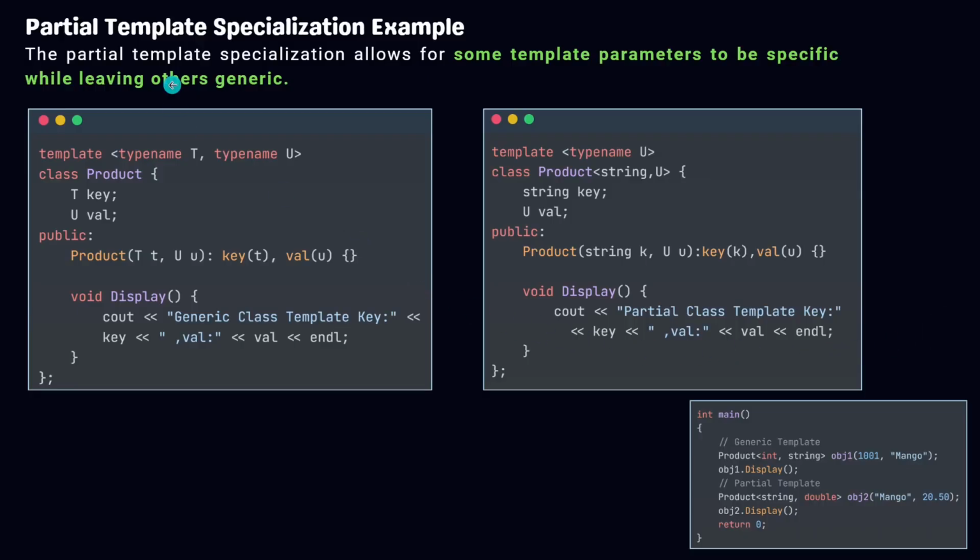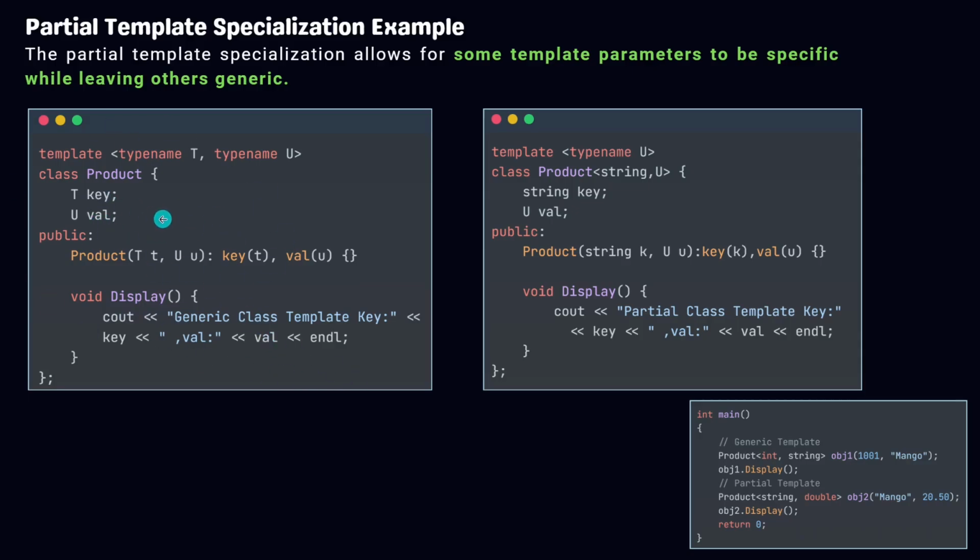Let's discuss the partial template specialization. Partial template specialization allows some template parameters to be specific while leaving others generic. That means one of the parameters can be specialized while the other can be generic. Consider this class Product. T is a key and U is a value. Both T and U are template types. Here this is a constructor and we are doing list initialization, key and value, and this is a simple print display method that displays this key and value.